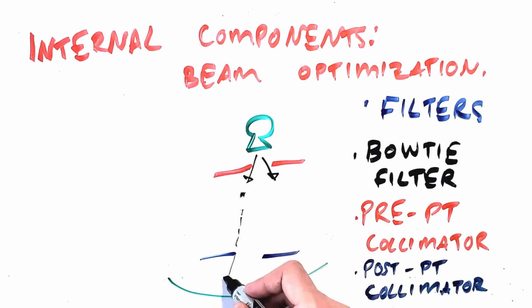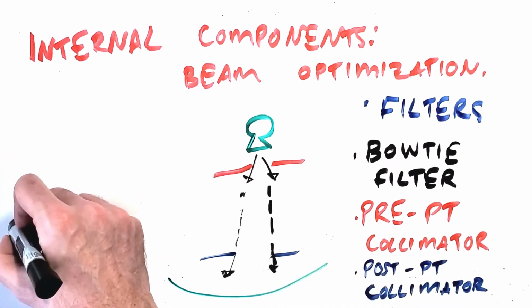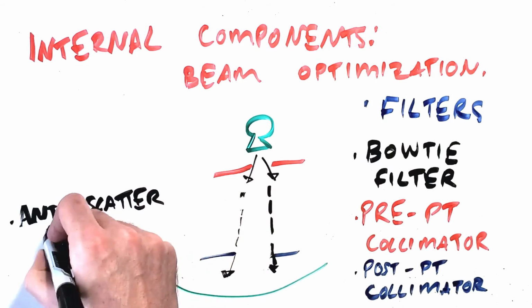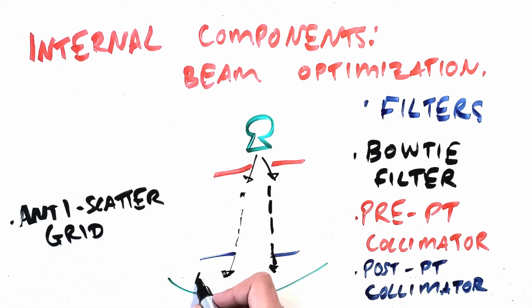Also absorbing scatter, we have an anti-scatter grid, again much like in conventional radiography, made up of lead strips which absorb any X-rays which aren't traveling straight towards the detector, since any X-rays incident at an odd angle to the detector are scattered X-rays.